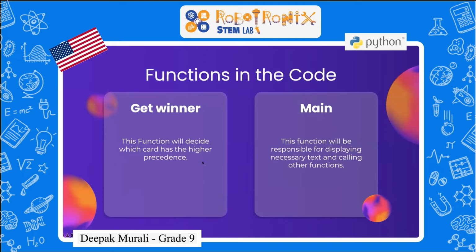And these are the two functions that we have in our code. The get winner function will decide which of the cards are higher in precedence, and will help us get our winner. And the main function is responsible for calling all of our other functions, like the get winner function, and it will display the necessary text.